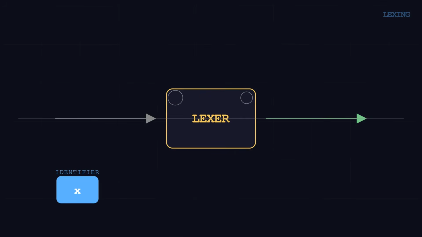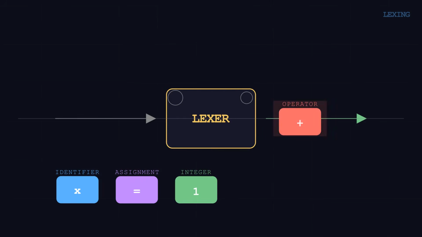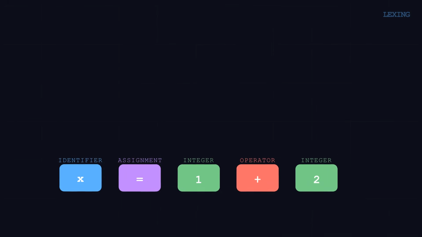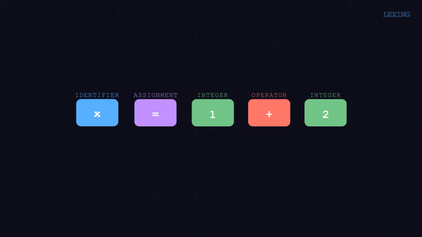The x becomes a token of type identifier. The equal sign becomes assignment. The 1 becomes integer literal. Plus becomes operator. 2 becomes another integer literal. White space, comments, gone. The lexer strips them out because they mean nothing to the computer. They're for humans only. What you're left with is a clean stream of tokens, the vocabulary of your program.